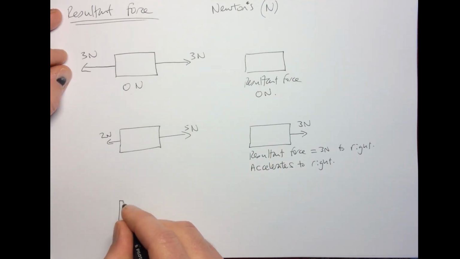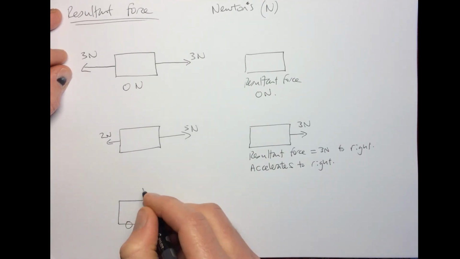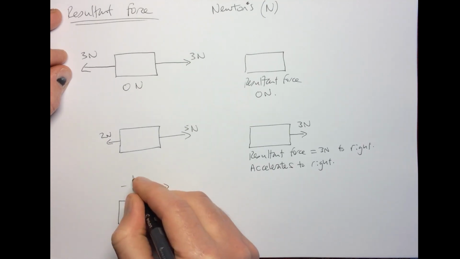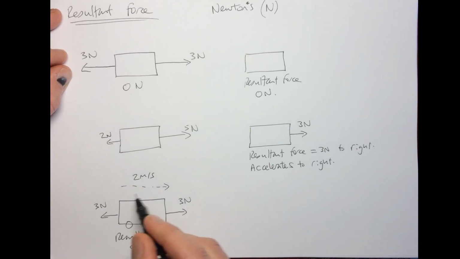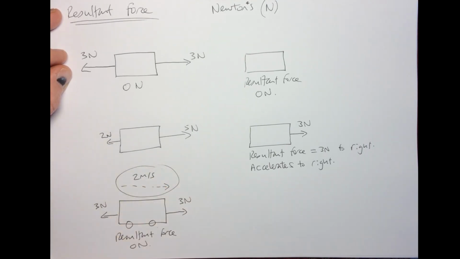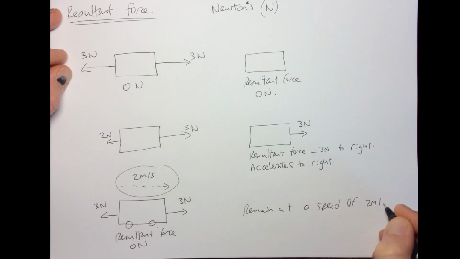Now, what if we've got, let's just draw this, let's say this is like a box car. So there's this car like this. Excuse the shocking drawing. Let's say it's already moving to the right at 2 meters per second. And there are 2 forces acting on it, 3 newtons this way and 3 newtons this way. What's the resultant force on that car? Well, the resultant force, as you know, is 0 newtons. And as a result of that, that car will just stay going at the same speed. So it will remain at a speed of 2 meters per second.